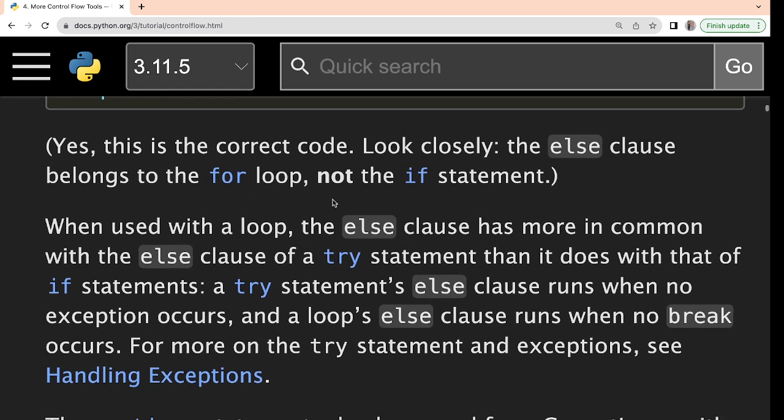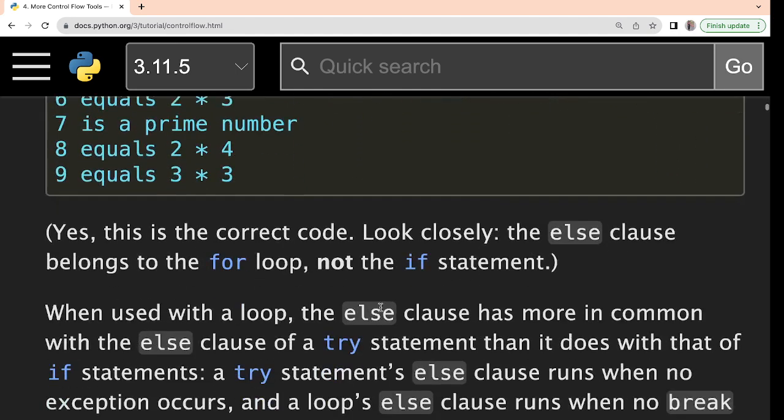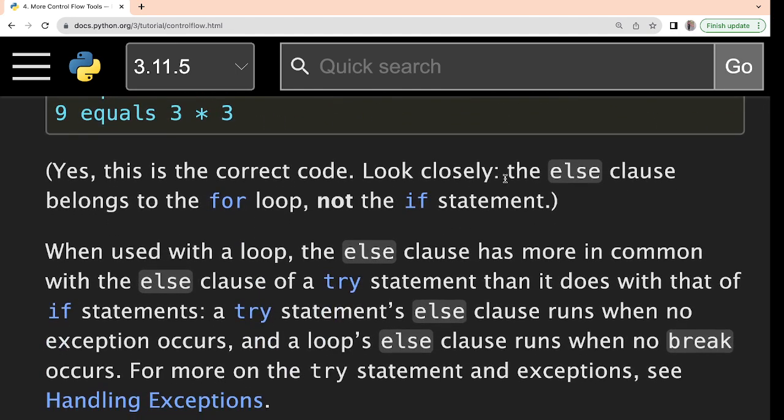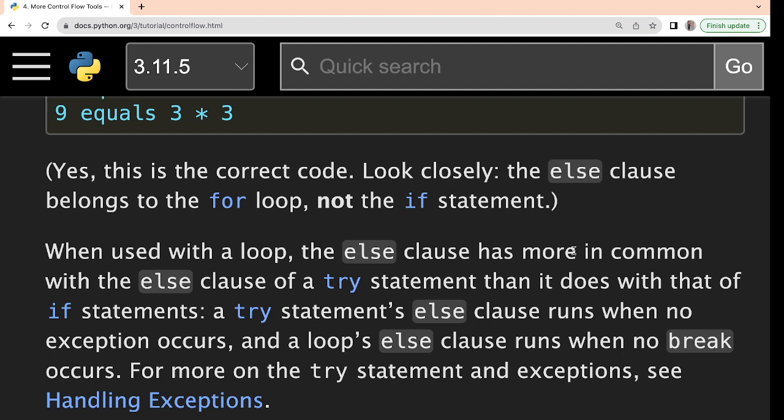Now, what is written about that? Yes, this is the correct code, because most of the people at first glance will feel that this is wrong, because else is written outside, right? So you may think that the indentation is not followed and you will get an error, but no, it is not like that, and that's what they have written here. Look closely, the else clause belongs to the for loop, not the if statement, which I already said.